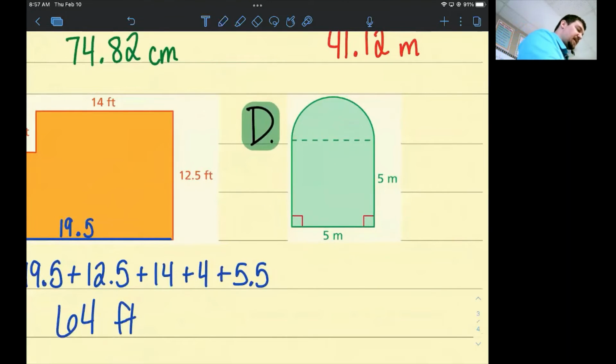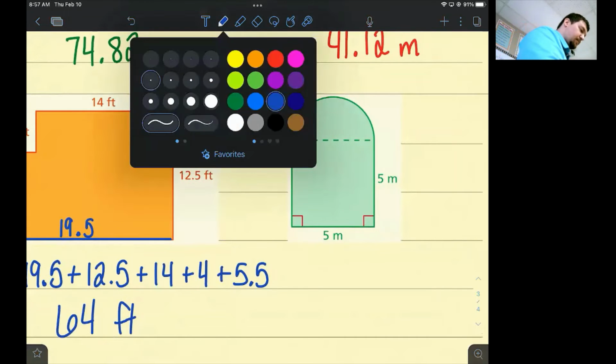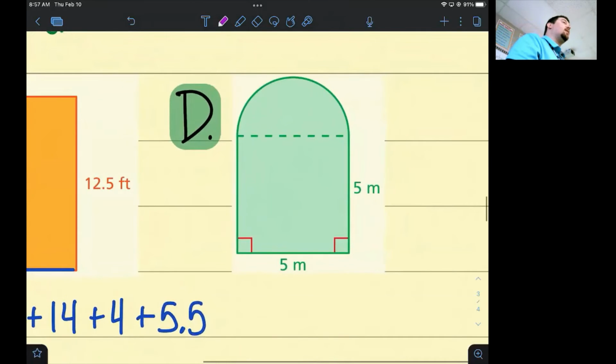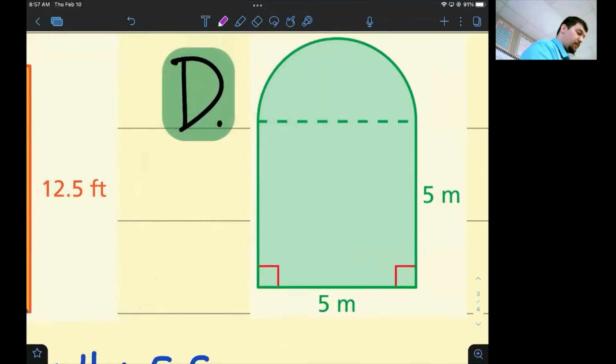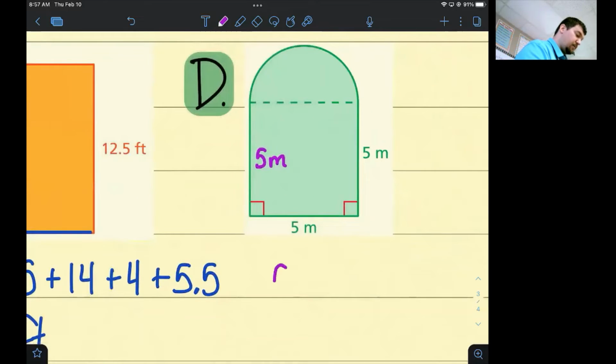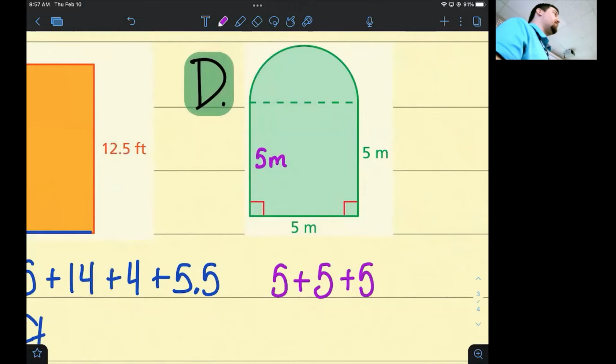All right, example D. Is a square. We know it's a square because the length and width are both 5, with a semicircle on top of it. How many sides do you see? 4 again, okay. 3 of them are already known to us. We know the bottom side's 5. We know the left side is 5. And we know the right side is 5. So we can start by writing 5 plus 5 plus 5, and we have 3/4 of our sides.